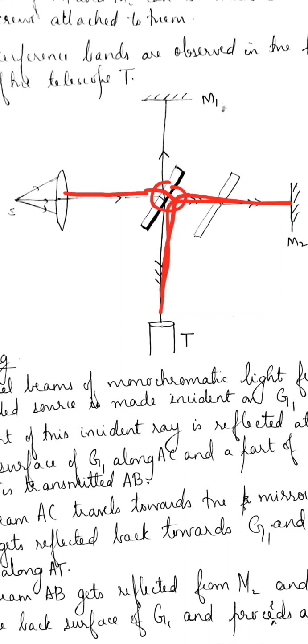So the light beam coming towards M2 travels only one time through the glass plate. So to make that ray also travel 3 times through the glass plate, what you do, we will add a compensating glass plate in the path of that ray having the same thickness.